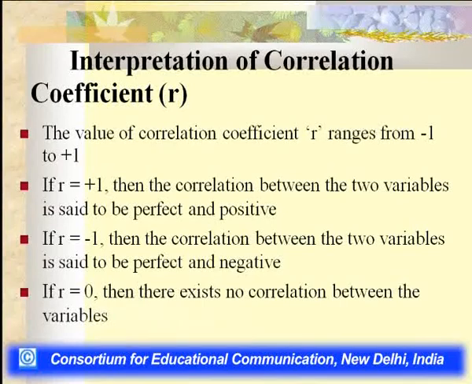If it is straight +1, it shows a perfect positive relationship. If it is -1, it's a perfect negative. If R is 0, that means there is no association between the x and y variables. That is, there is no coefficient of correlation between the two variables x and y. So these are the three extreme cases: R = +1, R = -1, and R equal to 0.